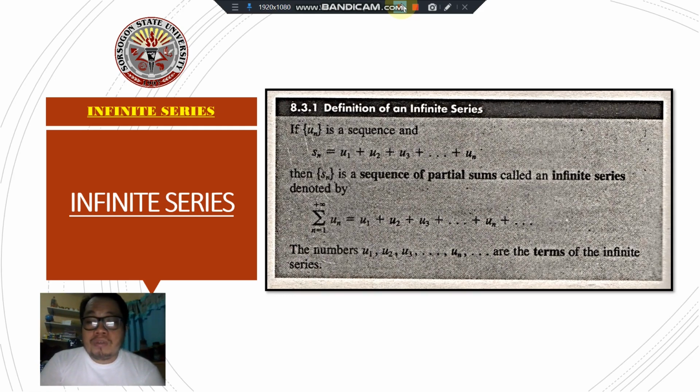But if we equate U sub 1 up to U sub n, that is what we call the sequence of partial sums. By the way, the numbers U sub 1, U sub 2 up to U sub n are the terms of the infinite series. For an infinite series, we make use of the sigma notation, and that is written with U sub n, where the bounds start from 1 up to positive infinity.